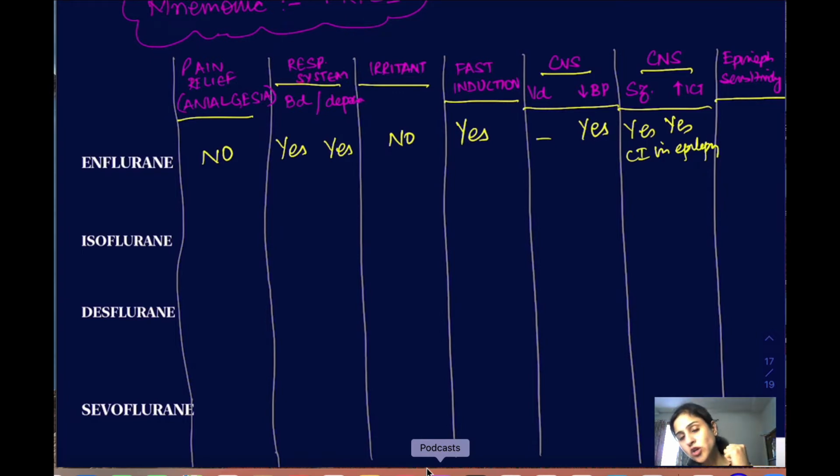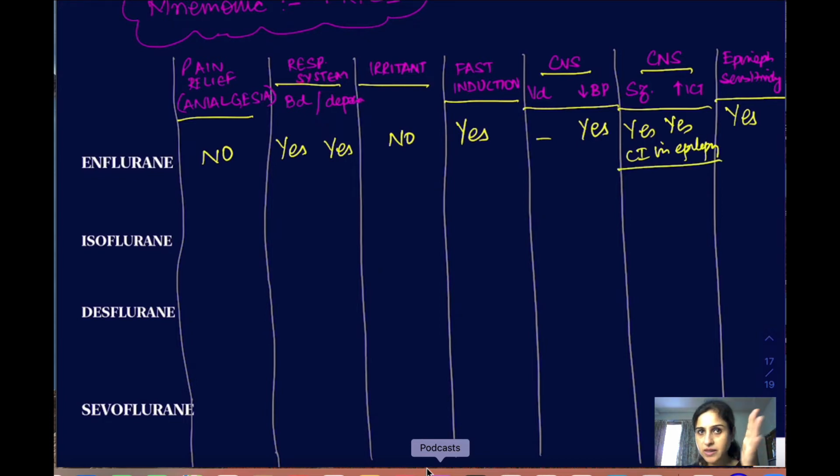Now, whether it increases the sensitivity of the receptors to epinephrine: yes. What does that mean? If it increases epinephrine sensitivity, it will lead to stimulation of the beta-1 receptor, especially in the heart, causing tachycardia. Also, we cannot use it in conditions where there are already high catecholamine levels in the body, like pheochromocytoma, or conditions like thyrotoxicosis. So these are the basic features of enflurane. Remember, it is contraindicated in epilepsy.